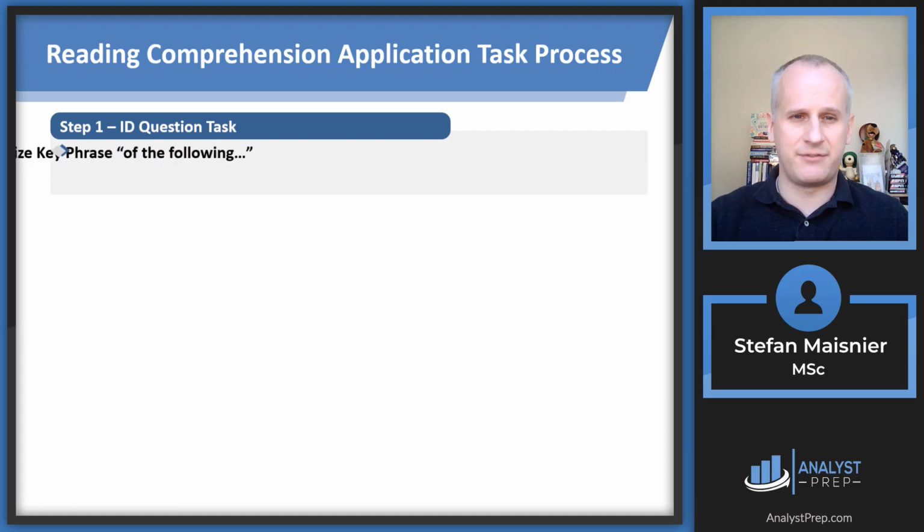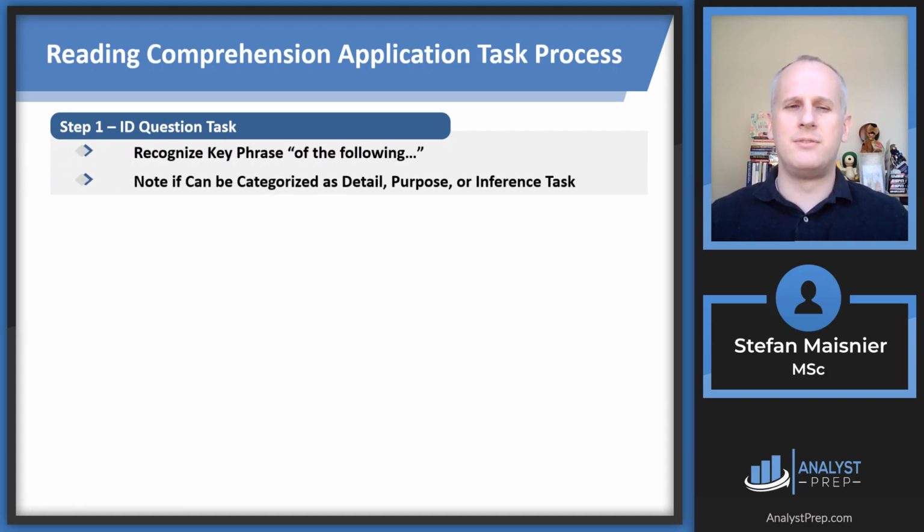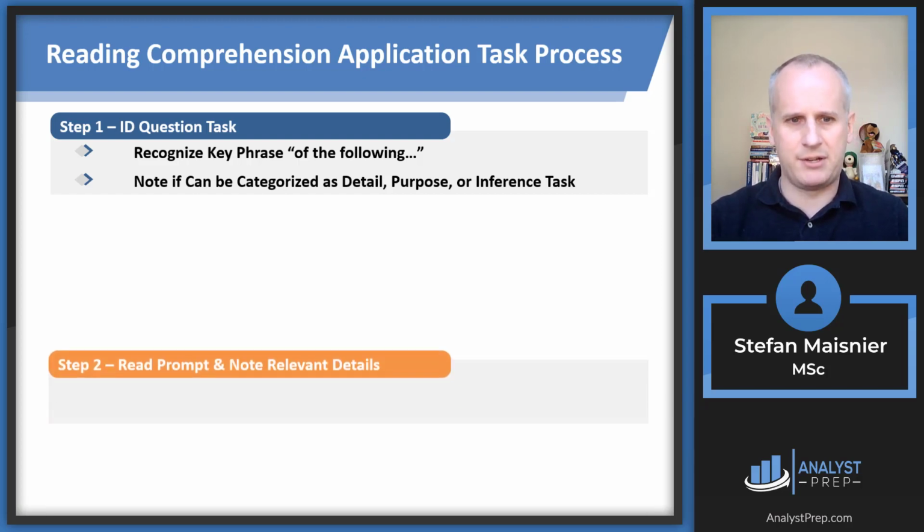So step one is identify the question task, recognize the key phrase of the following, and do try to categorize it as one of the other tasks, because if it can be, it's one of the other tasks. These are rarer, and many of the question stems will use the phrase of the following. But if it can't be categorized as detail, purpose, or inference, it's an application.